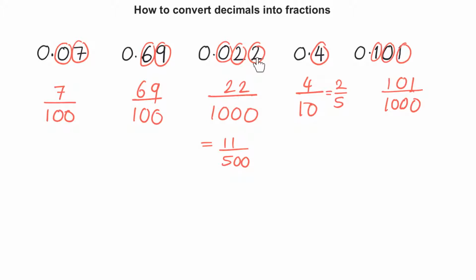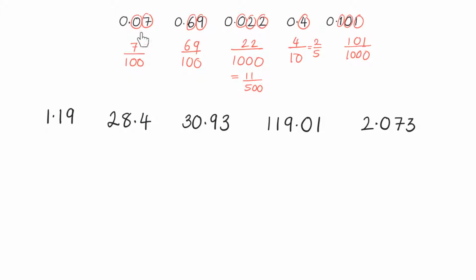When you're writing decimals as fractions, after you have written the fraction over 10, 100 or 1000, make sure to check if the fraction can be simplified, like I've done here. I've shown you how to convert decimal numbers that are less than 1 into fractions. Now I'm going to show you how to convert decimal numbers that are more than 1 into fractions.